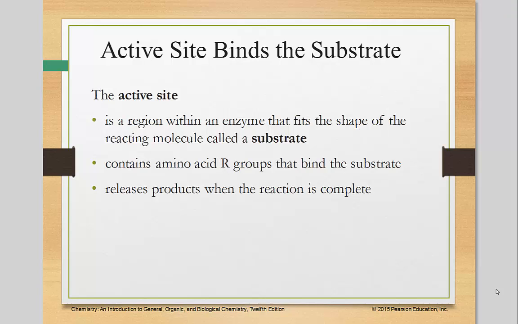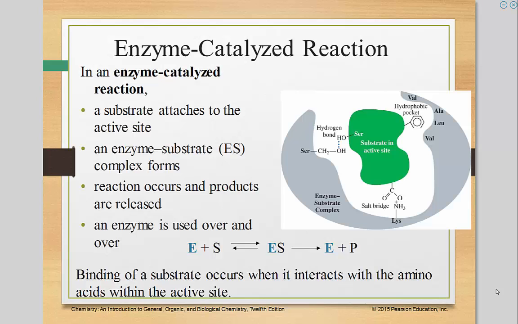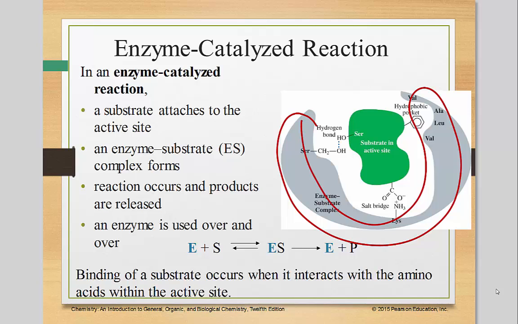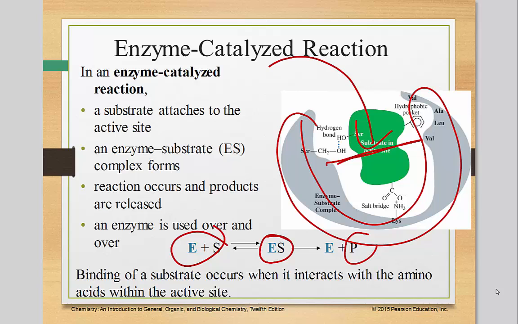The active site is a region within an enzyme that fits the shape of the reacting molecule called a substrate. It contains an amino acid R group that binds the substrate and releases products when the reaction is complete. So here we have the enzyme and the active site. The substrate comes in and it binds together to temporarily create a new substance. And then the reaction takes place, and when it releases, we have the product, and we have the enzyme to go back and react with something else.